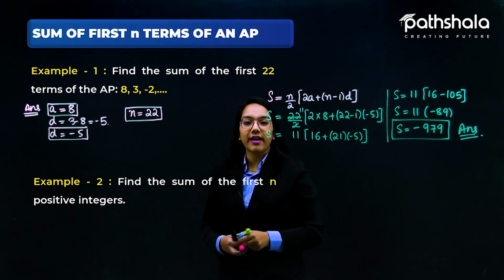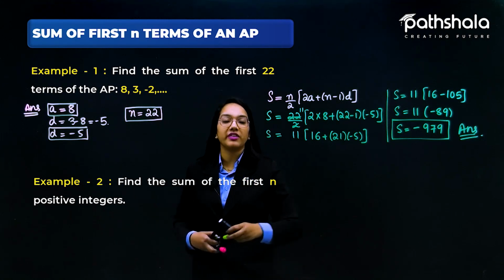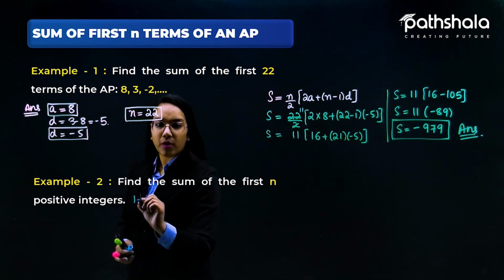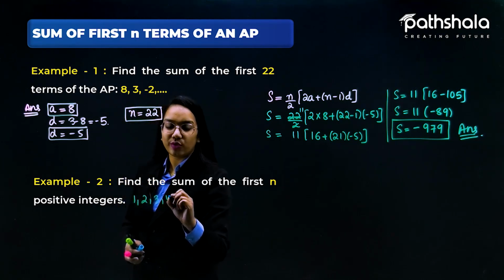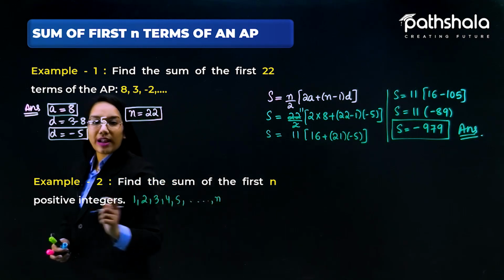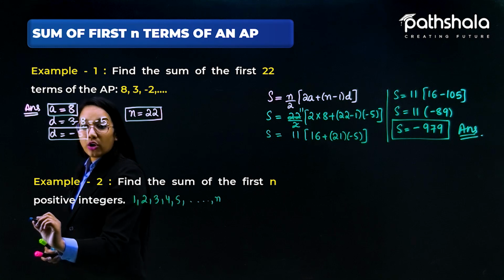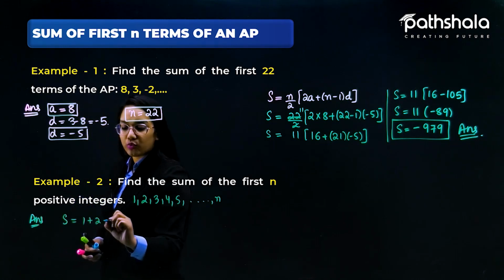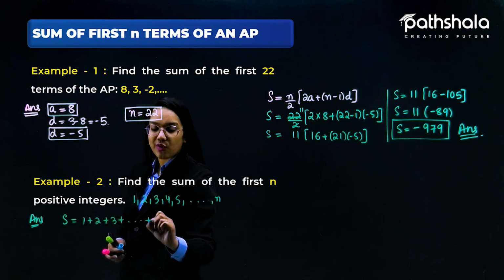Example number 2 says find the sum of the first n positive integers. What is the meaning of n positive integers? It means we are talking about 1, 2, 3, 4, 5 and so on till n. So we have to calculate this sum. First of all, in order to answer this one, we have to take the sum of 1 plus 2 plus 3 and so on plus n.